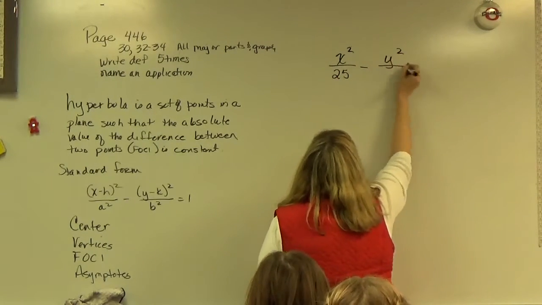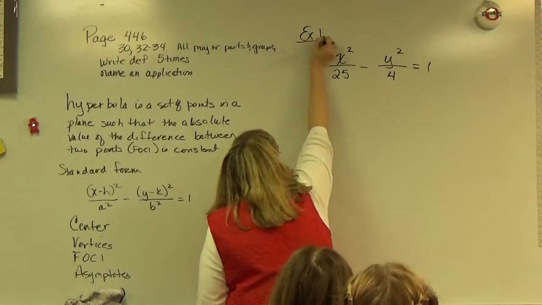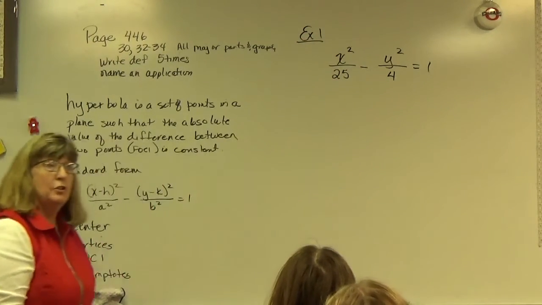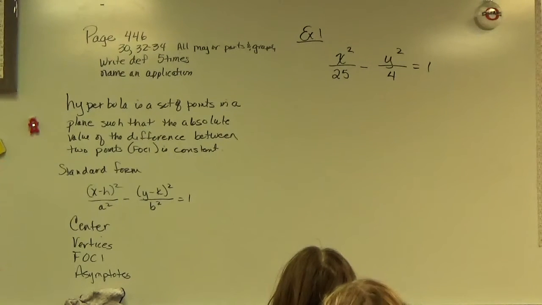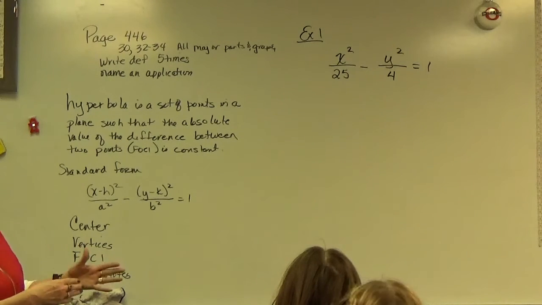Now this one, you don't need to write down. I'm going to do a simplified version first, just so you get the hang of how to do the hyperbola. Now, I already said what the definition is: a set of points in a plane such that the absolute value of the difference between 2 points is constant, and the foci are the 2 points you're concerned with.